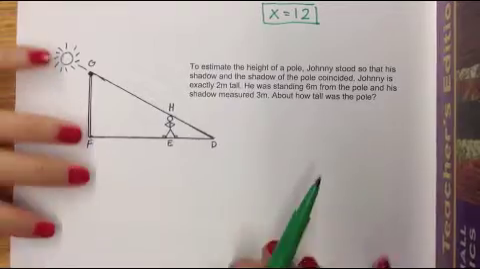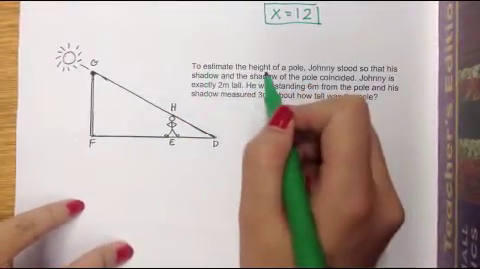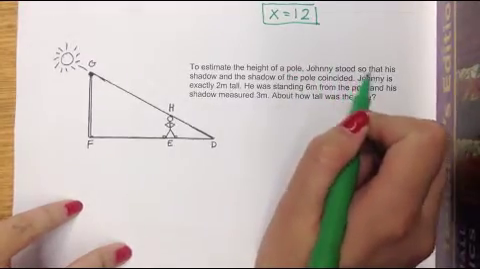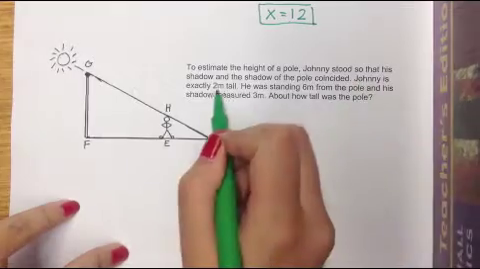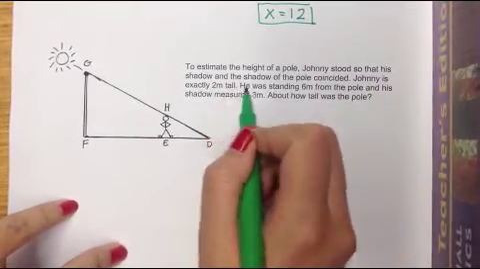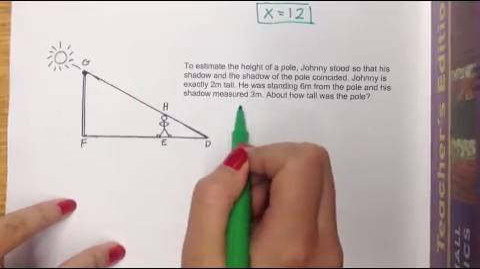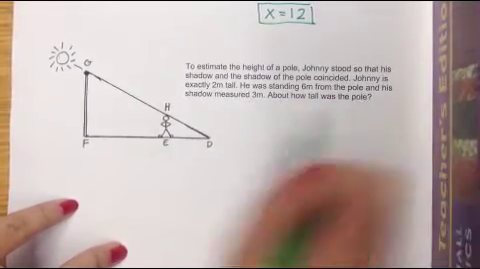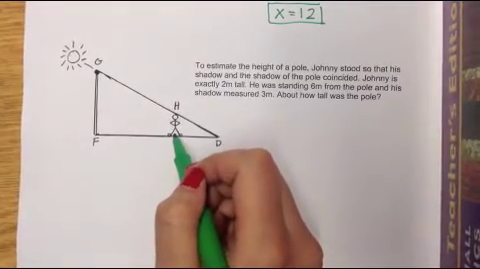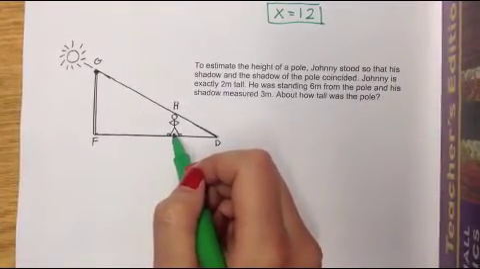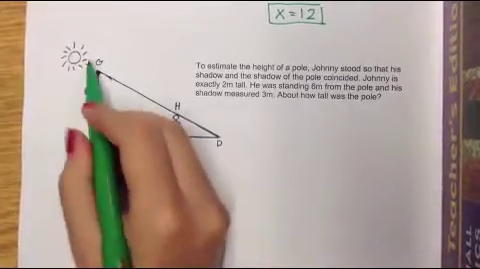Okay, let's read the problem together. It says, to estimate the height of a pole, Johnny stood so that his shadow and the shadow of the pole coincided. Johnny is exactly 2 meters tall. He was standing 6 meters from the pole and his shadow measured 3 meters. How tall was the pole? Okay, so Johnny here, he probably doesn't have any rulers or measuring tapes, so he is using similar triangles to figure out the height of the pole.